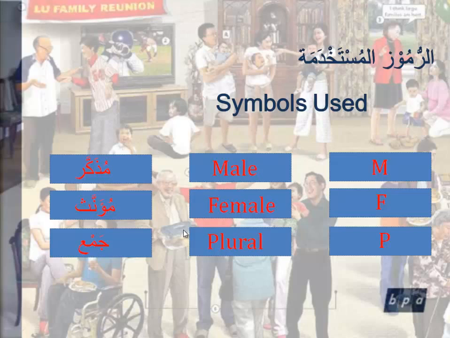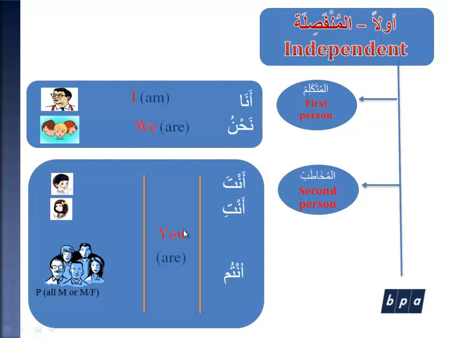Some symbols that we will use in this section: M for male or masculine, that is مذكر in Arabic. F for female, feminine, or mu'annath in Arabic. P for plural or jam' in Arabic. So let's talk first about independent pronouns.